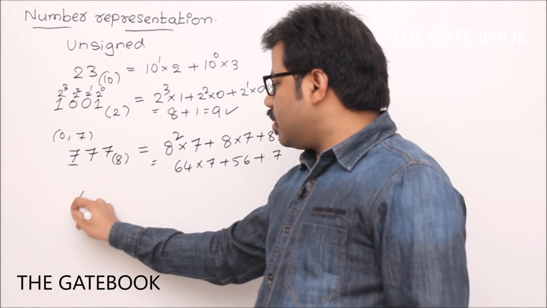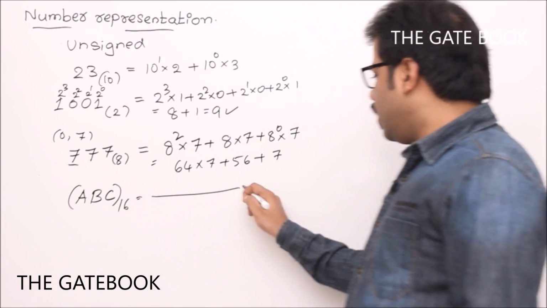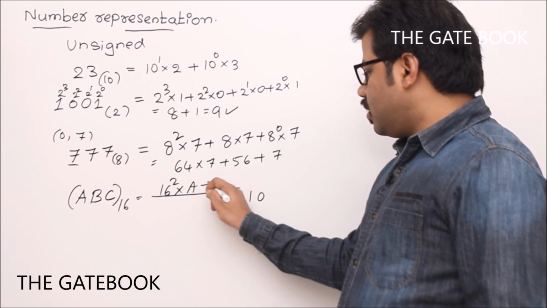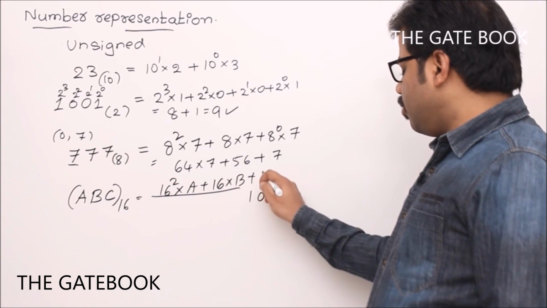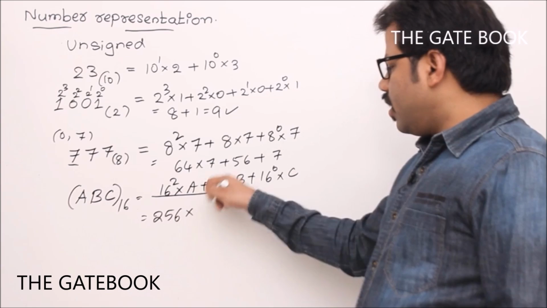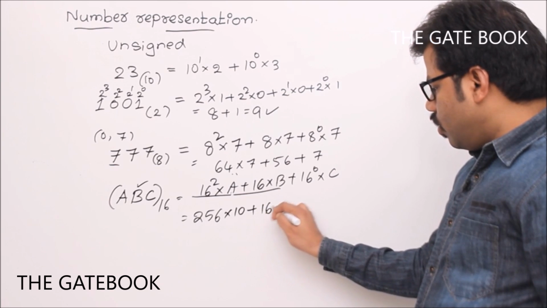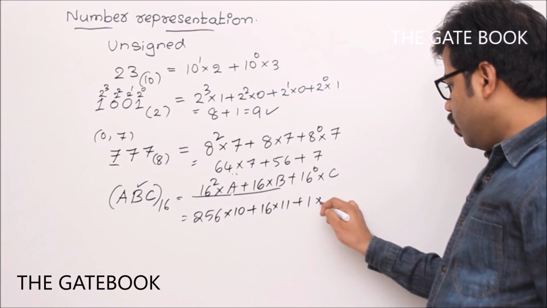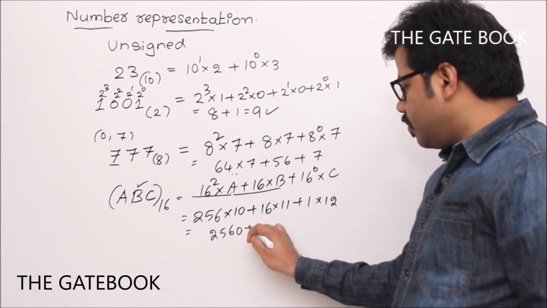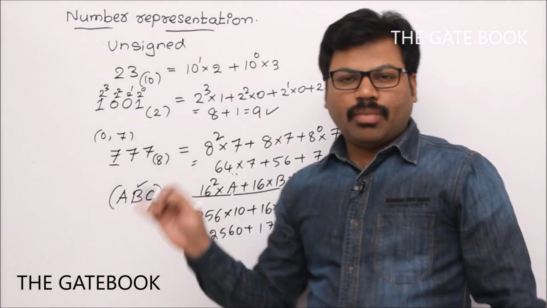Similarly, you can have hexadecimal like this: ABC base 16 is equivalent to something in base 10. The formula is 16 square into A plus 16 into B plus 16 power 0 into C. We know that 16 square is 256, and the value of A is 10. So 256 into 10, plus 16 into B, whose value is 11, plus 16 power 0, which is 1, into C, whose digit means 12. So it would be 2560 plus 176 plus 12. We have to simplify it. In that way, we can convert from another base to decimal.